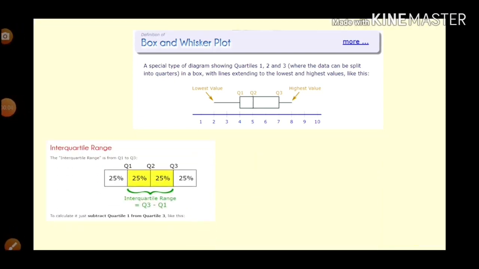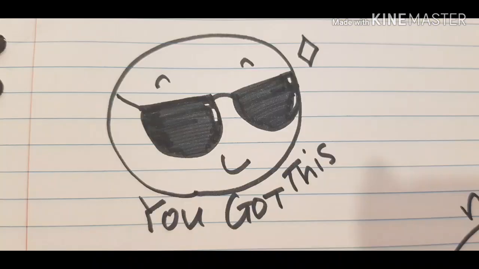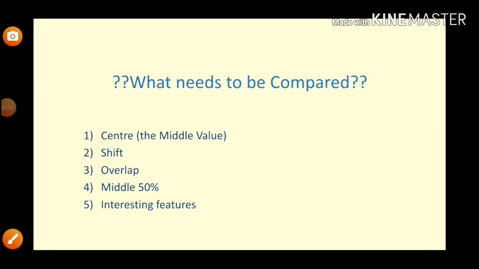So here you go. This is again the box and whiskers divided into quartiles, 25% each. In order to find the interquartile range, you need to find the difference between the upper quartile and the lower quartile. So Q3 minus Q1 is the interquartile range. Finding the range means taking the greatest value, the highest value, minus the smallest one.